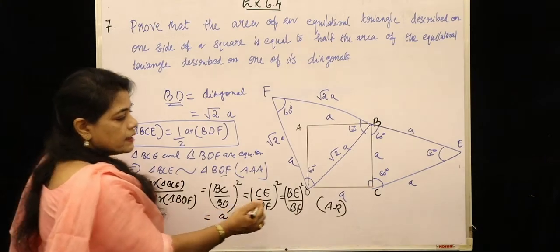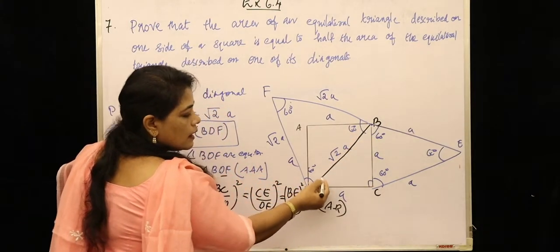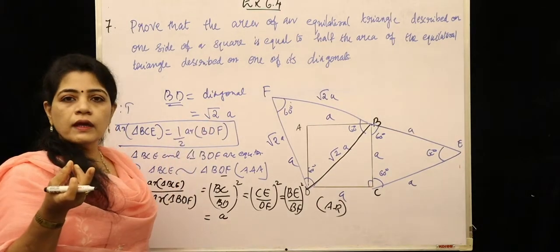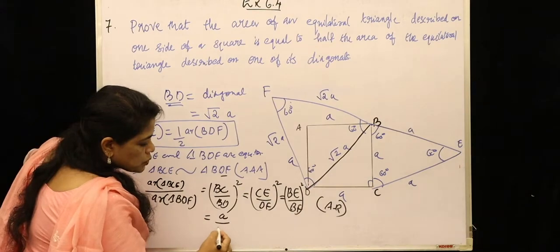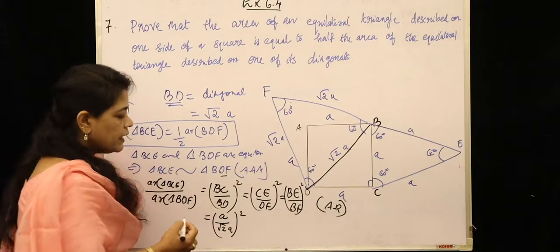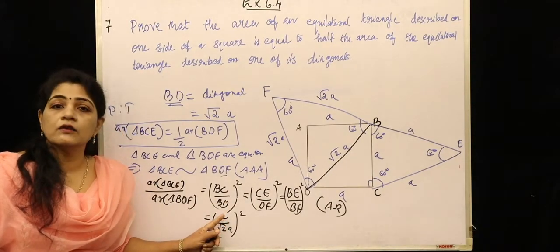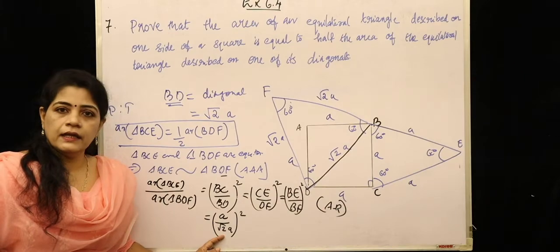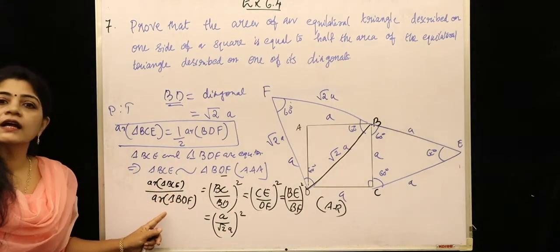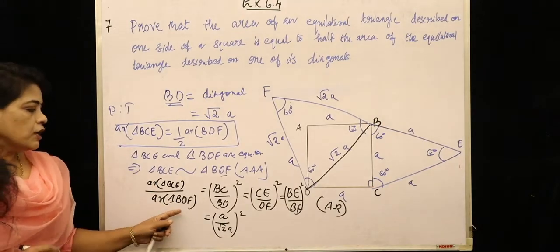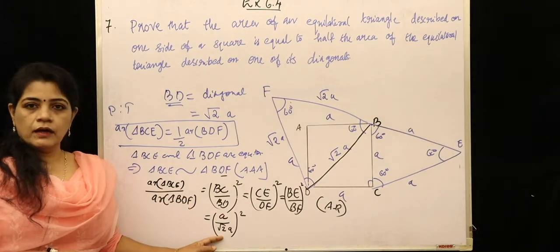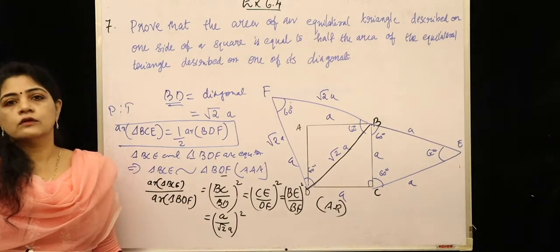And what is BD, children? BD is the diagonal of the square ABCD. And by formula, what is the diagonal? Root 2 into A, and its square. I have substituted these values of BC and BD in the first ratio. By the area ratio theorem, area of triangle BCE divided by area of triangle BDF equals A divided by root 2A whole square.